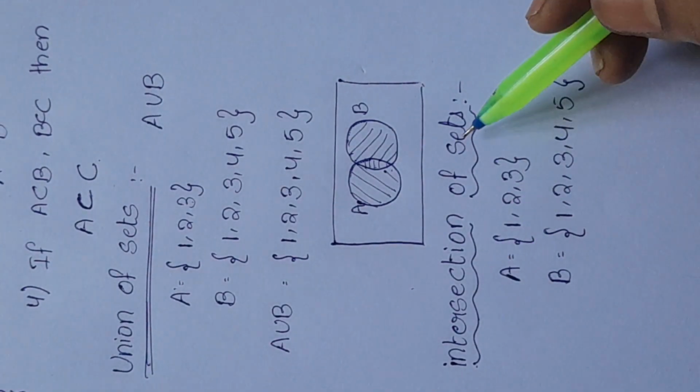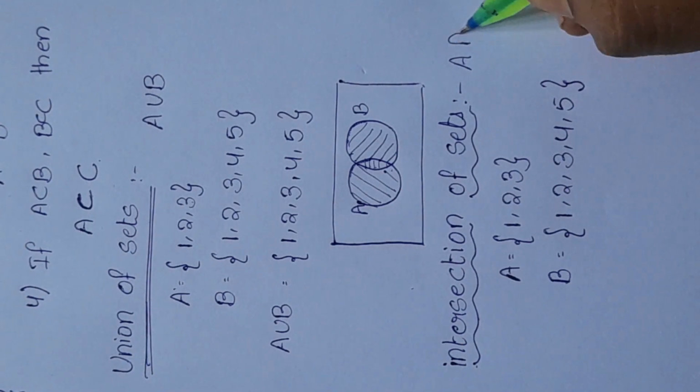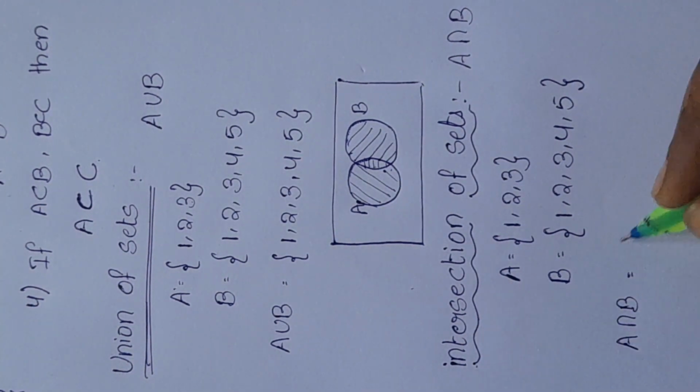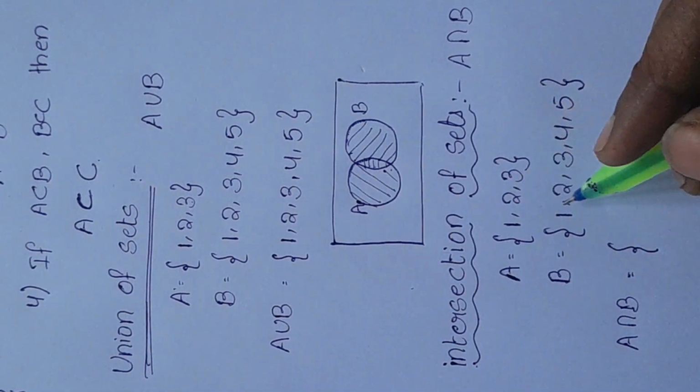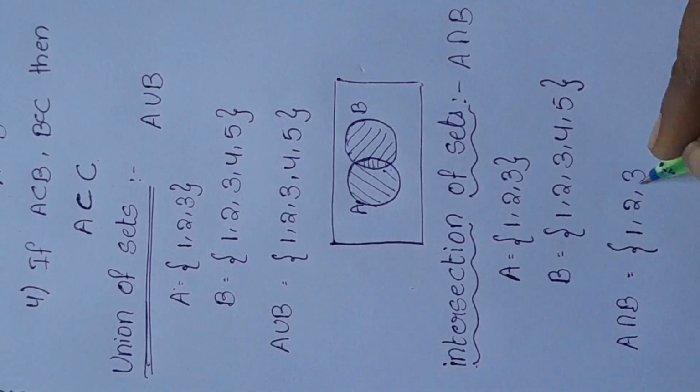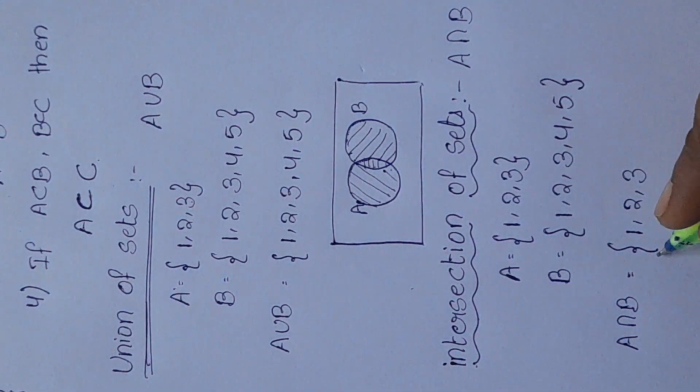The next one is intersection of sets. We represent it with this symbol. Now A intersection B is we should take only the common elements which are in both the sets. So 1, 2, 3. 4 and 5 are not there in A. So we should take 1, 2, 3.